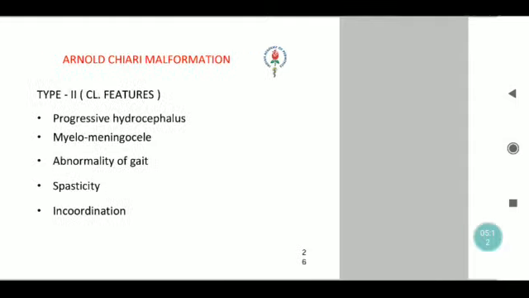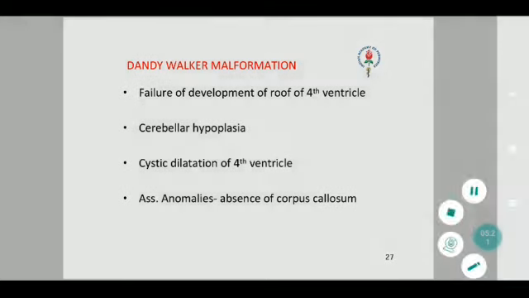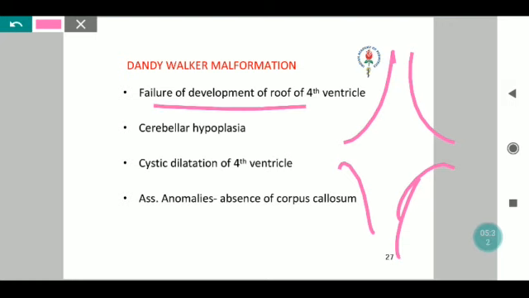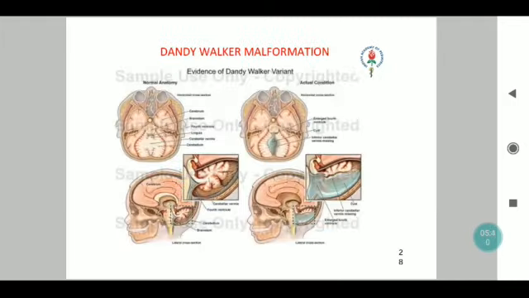Now, moving on to Dandy-Walker malformation, it's because of a failed development in the roof of the fourth ventricle, and this too is because of cerebellar hypoplasia. So, we know that the fourth ventricle is rhomboid in shape, and the roof is formed by the cerebellum. Cerebellar hypoplasia results in failed development of the roof, and it's associated with other abnormalities such as corpus callosum agenesis. It can also typically present as a cystic dilatation of the fourth ventricle.